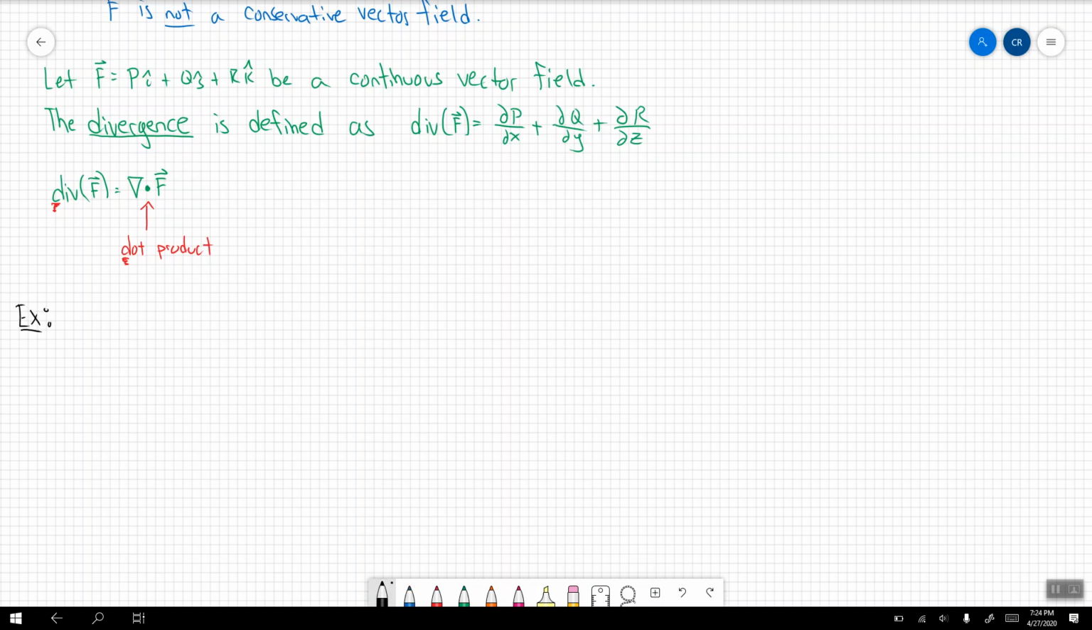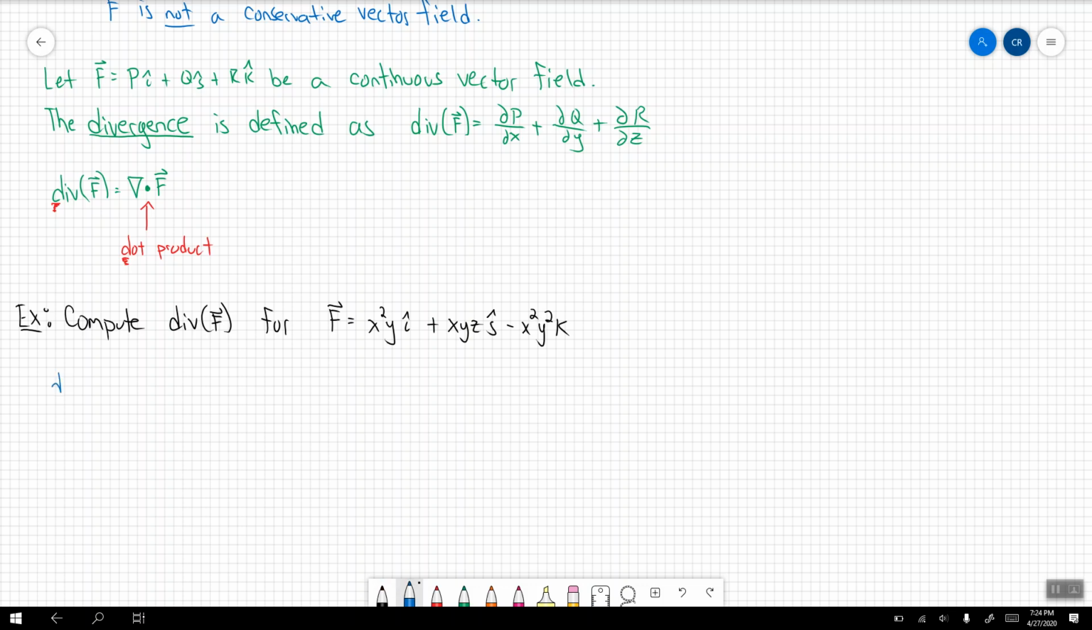So let's see if we can do this example that I want to compute, the divergence of f for this vector field, and we're going to call it x squared y in the i direction plus xyz in the j direction minus x squared y squared in the k direction.